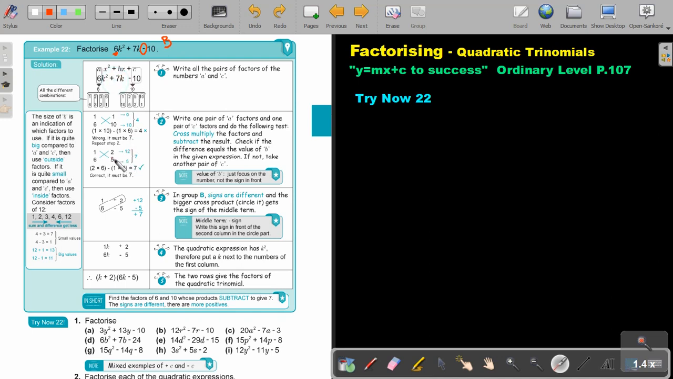Excellent. So what are the signs? The signs are different. I must always put a circle around the biggest cross product, and it's this one. And it always gets the middle sign, and that's a positive. And if that's a positive, then the opposite sign will be negative. And then it was k squared, k, so I just put k, k, first bracket, second bracket. And again, in the short way, find the factors of 6 and 10 whose products subtract to give 7. The signs are different. There are more positives.